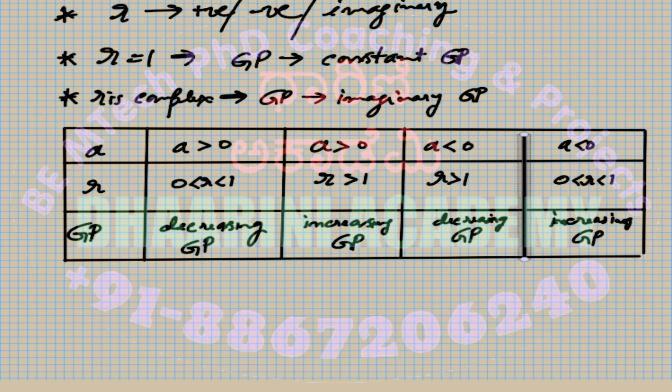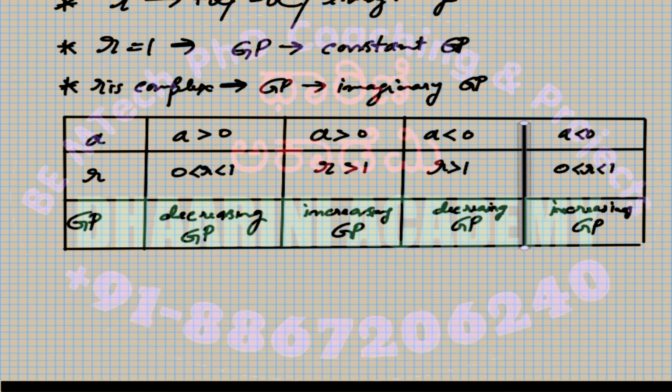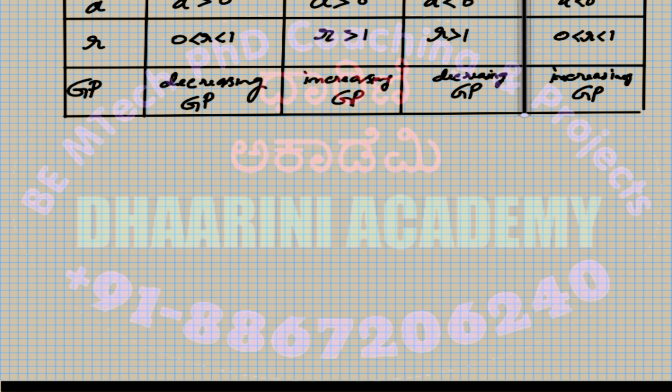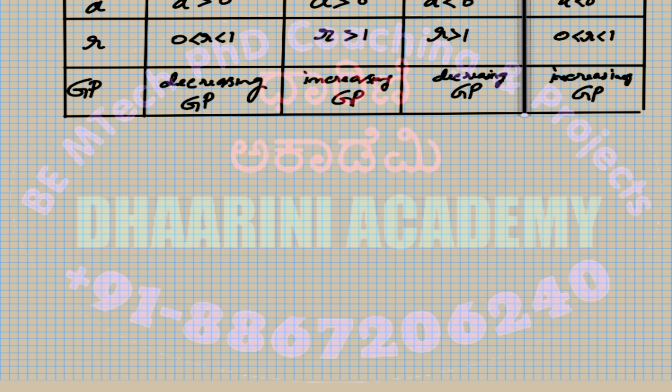All right. Now let us go for simple problems based on this concept, right? I just have to look at this table or its previous two points to decide whether the particular GP given is increasing or decreasing.